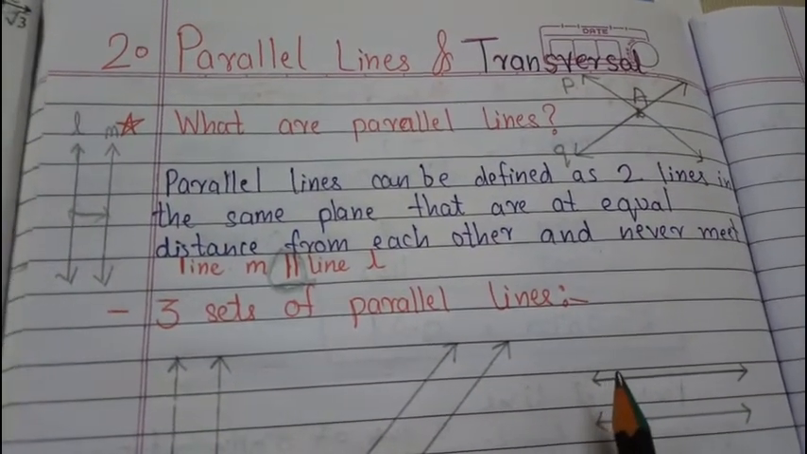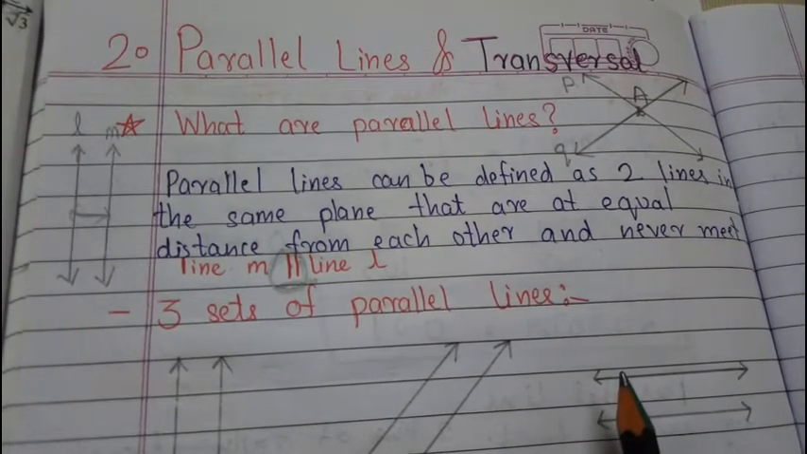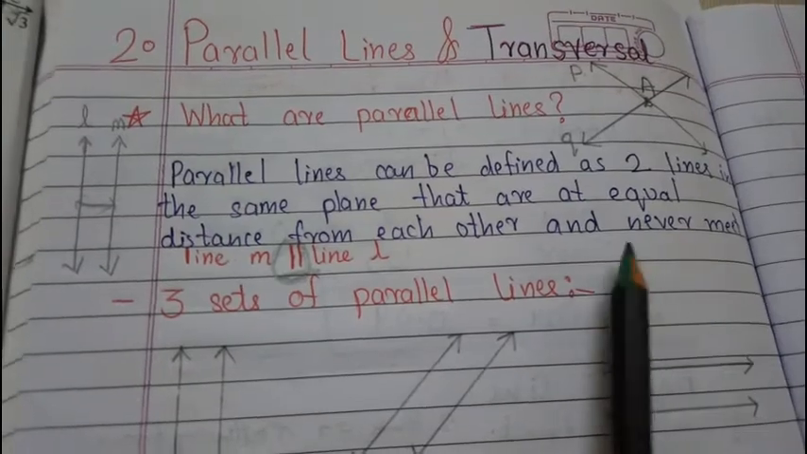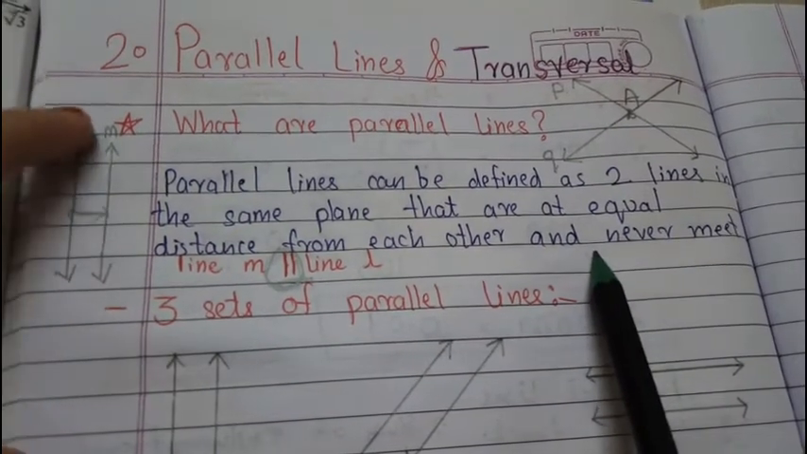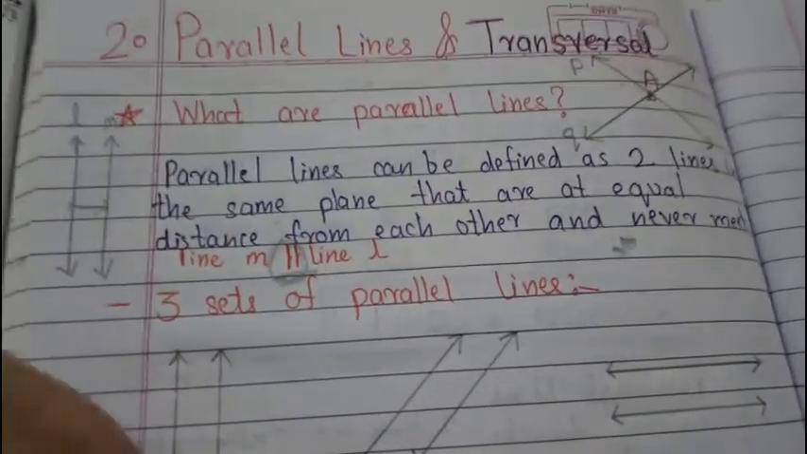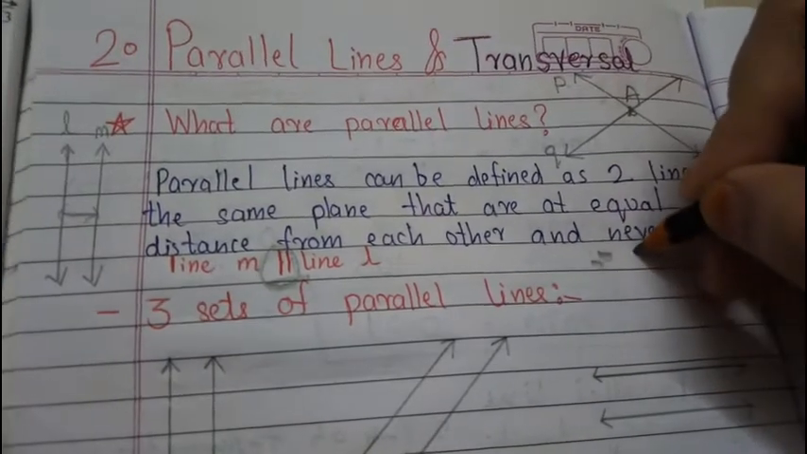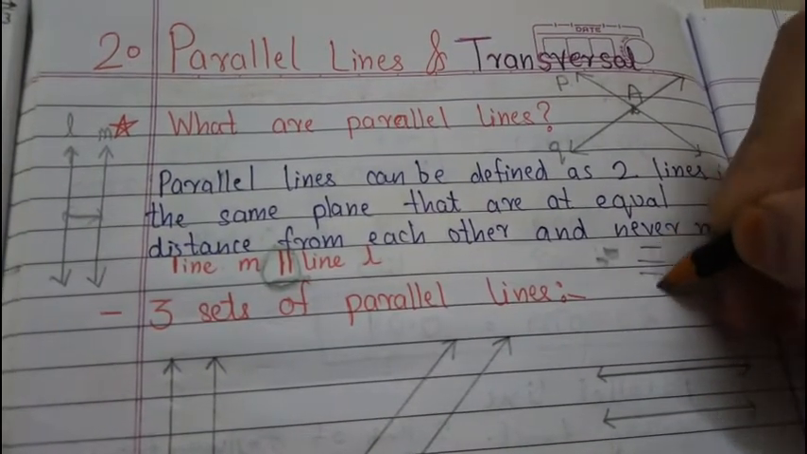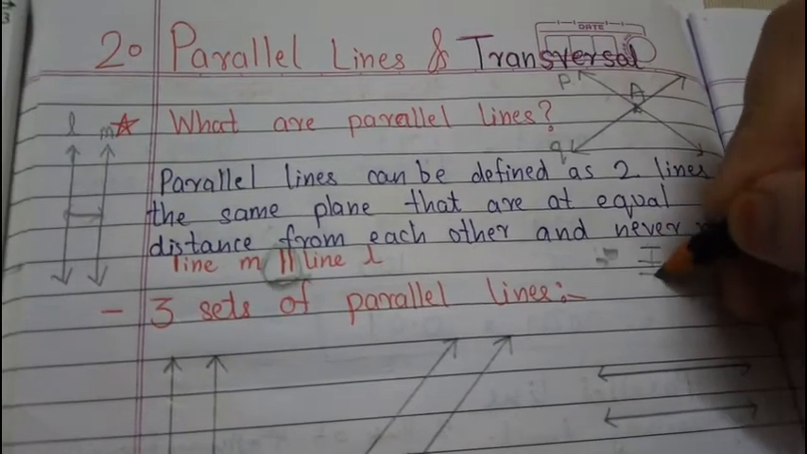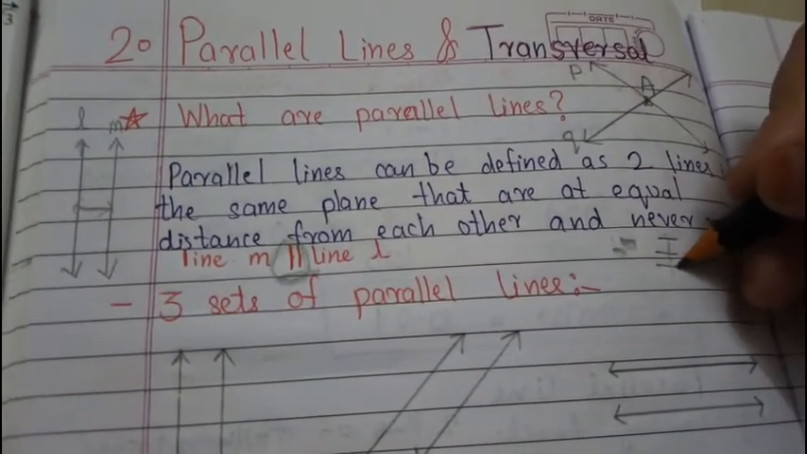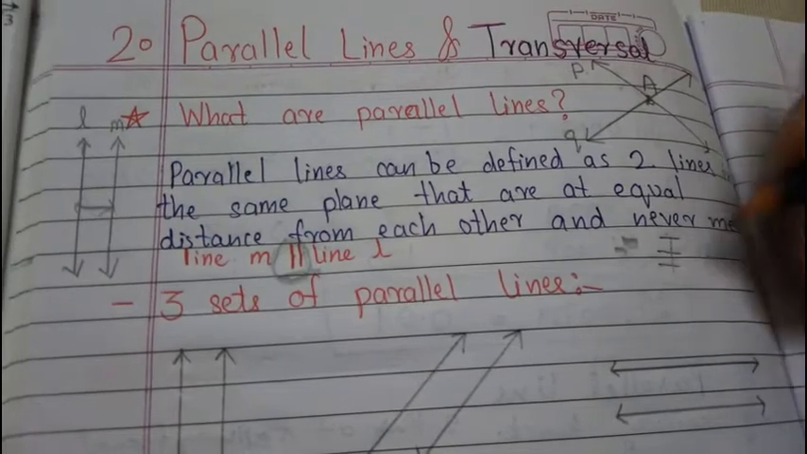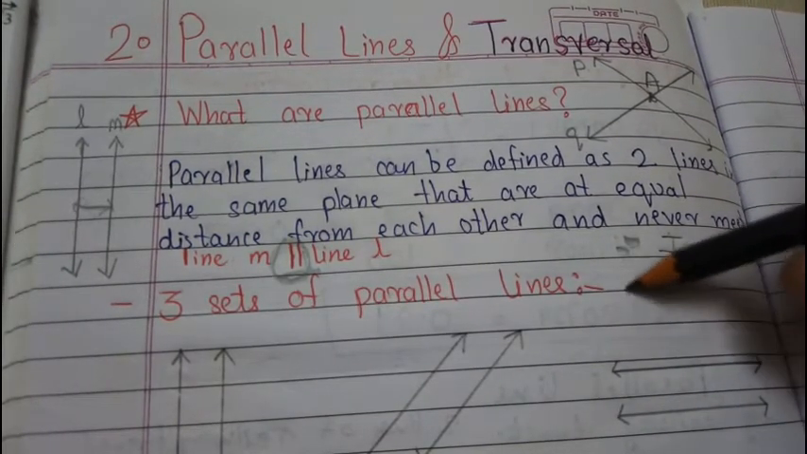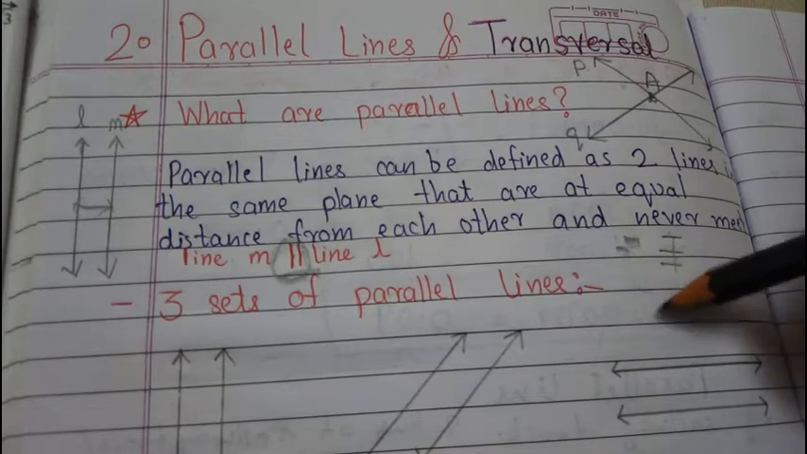Students, we can see parallel lines in a zebra crossing on the road. In a zebra crossing, the lines are like this. These are nothing but parallel lines. They are at equal distance from each other and never intersect each other. The next example is the lines of a notebook. Here you can see the lines in a notebook. These are nothing but parallel lines.